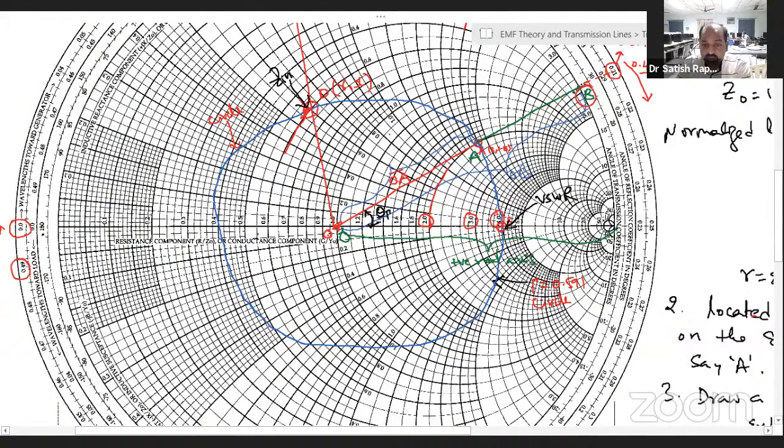So here, this line, as we know, is the center line. The right half is the positive real axis, which is also the V maximum line. And the left half, this line, is the V minimum line.